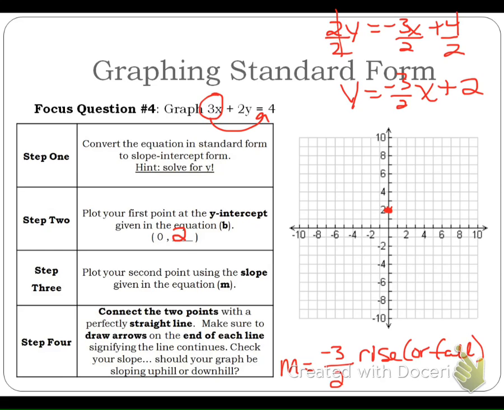Did I just do this one? I feel like I just did this one. Over the run, and always run to the right. No, we didn't do this one. It just looks like it is.